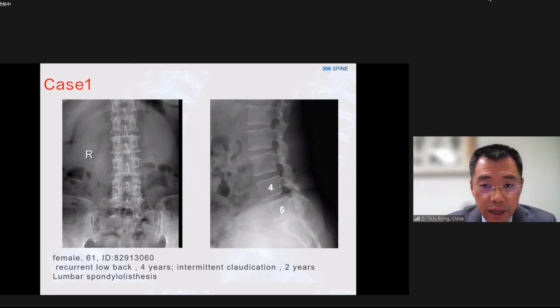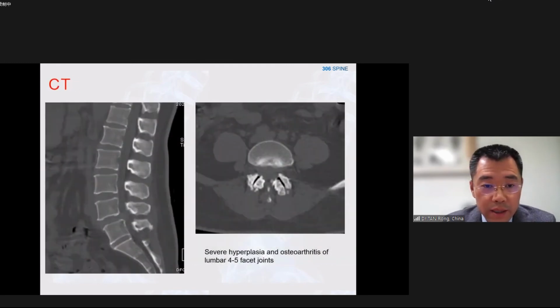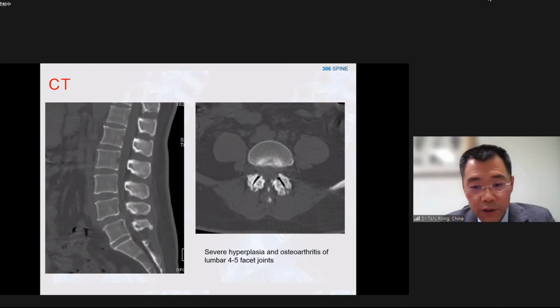These are the cases that I did 1 year ago. This is a 60-year-old female. She had recurrent low back pain for 4 years and intermittent claudication for 2 years. From the X-ray, we can see the spondylolysis of L4. The MRI shows spinal stenosis at the L5 level, and the CT scan shows severe hyperplasia and osteoarthritis of the lumbar 4-5 facet joint.